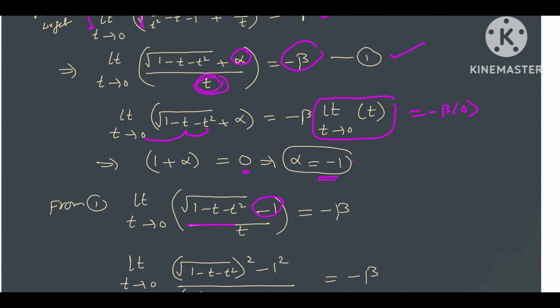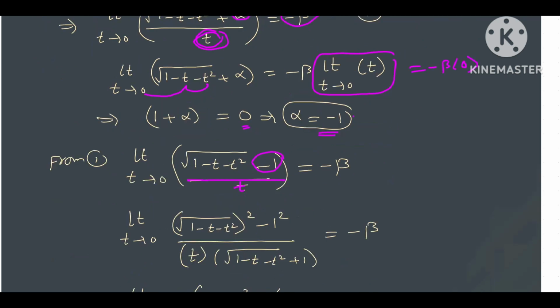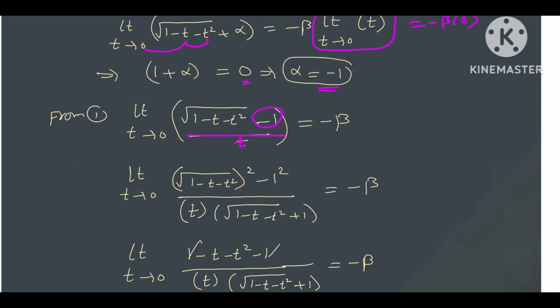Now, in the root function, this is a 0 by 0 form. So we should take rationalization or the L'Hospital rule. So rationalization, what we get here? Limit t tends to 0. Here minus 1 is there, divide and multiply by the plus 1 combination. So root under 1 minus t square plus 1 in the denominator.